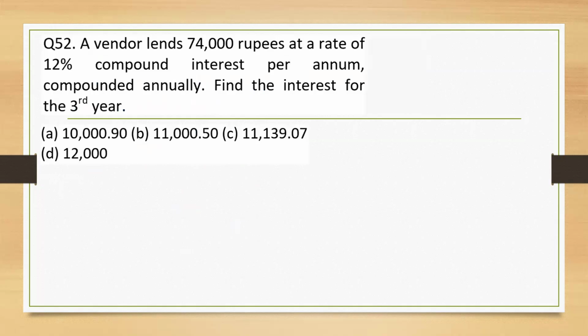Look at the second one. The vendor lent 74,000 rupees at a rate of 12% compound interest per annum, compounded annually. Find the interest for the third year. He's not asking you the interest for all the 3 years. He's only asking you the interest for the third year.